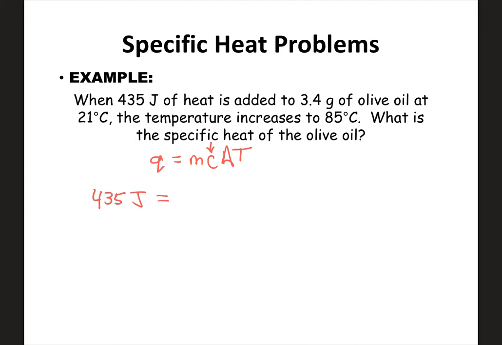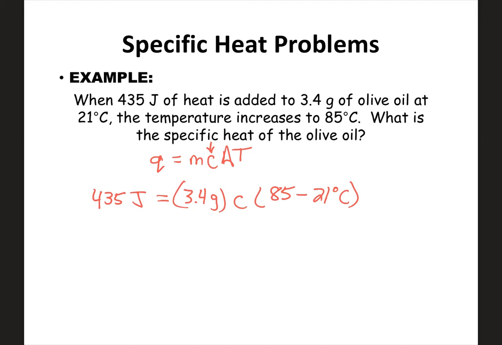M is going to be the mass. They told you had 3.4 grams here. C is what we're solving for, so we're going to leave that as our variable. And delta T is the final minus initial temp. So you got to be careful here. You're typically going to have two temperatures. You might have to sift through the problem. The higher number does not automatically make it the final temperature, so be careful. But this problem does say the temperature increases to 85. So that's what we're increasing to and ending with. So 85 is our final minus our initial. They told us it was at 21 degrees Celsius. So delta T is final minus initial.